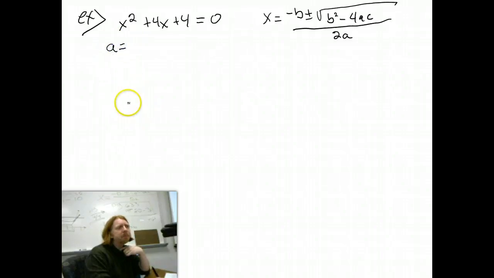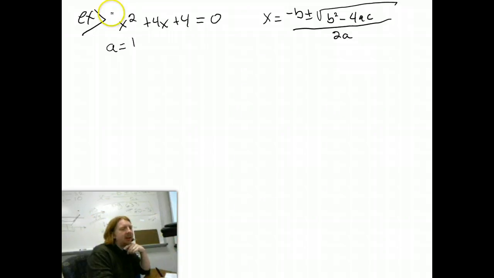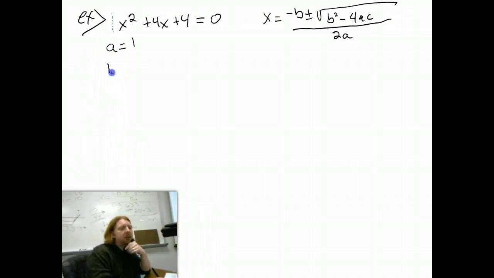What's A? A is not 2. A is not 5. A is not 0. Stop. 1. Okay. A is always 1 here. The thing to remember is that A is whatever is on the x squared term, and if there's no number, it's an assumed 1. For a lot of the problems starting off, A is 1 just because it makes the problems a little bit easier to do. B is 4, and C is 4.